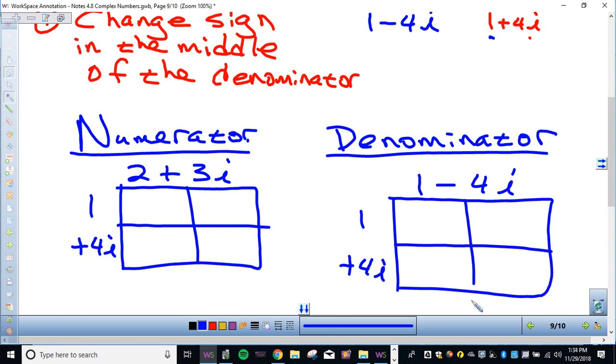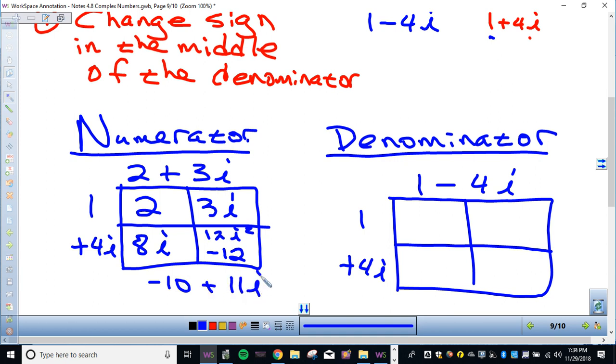Okay, what do I get for upper left on the numerator? 2. Upper right, 3i. Lower left, 8i. Lower right, 12i squared, which is negative 12. So it makes it easy once you get that i squared, just switch the sign of the number in front. And then here, 2 minus 12 is negative 10. And 8i plus 3i is positive 11i. So that's what I get for the numerator.